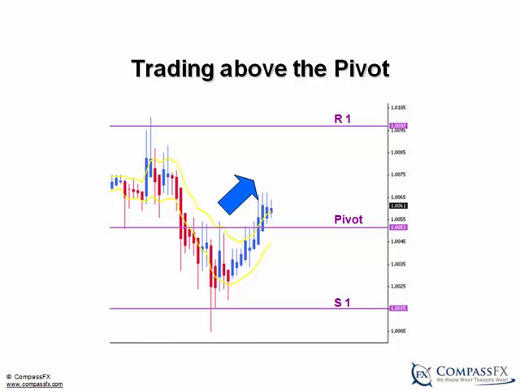Let's take a look. So if you look at this right here, the market now is starting to move, where you see that blue arrow, the market is starting to move above the pivot. So traders would be expecting to see the market continue to move up, potentially to the R1.